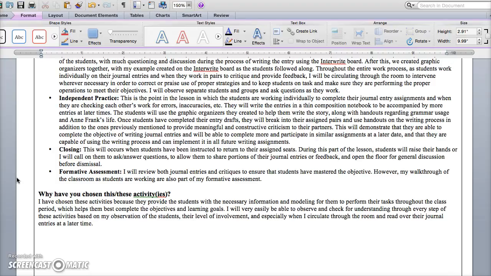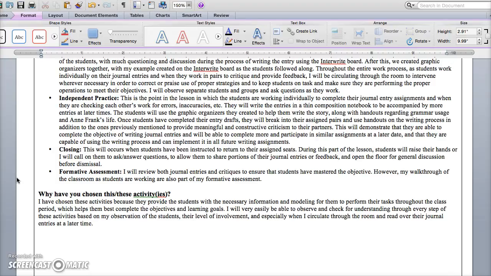Once students have completed their entry drafts, they will break into their assigned pairs and use handouts on the writing process, in addition to the ones previously mentioned, to provide meaningful and constructive criticism to their partners. This will demonstrate that they are able to complete the objective of writing journal entries and will be able to complete more and participate in similar assignments at a later date, and that they are capable of using the writing process and can implement it in all future writing assignments.